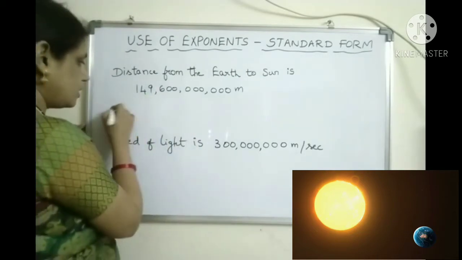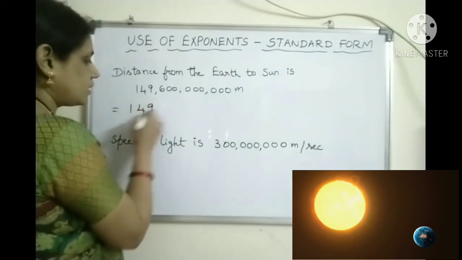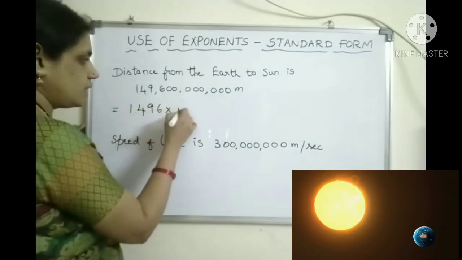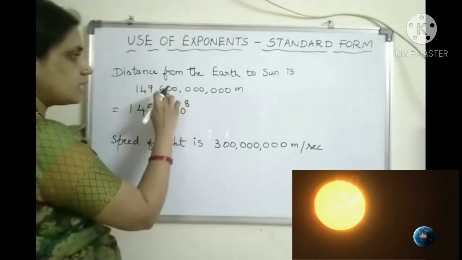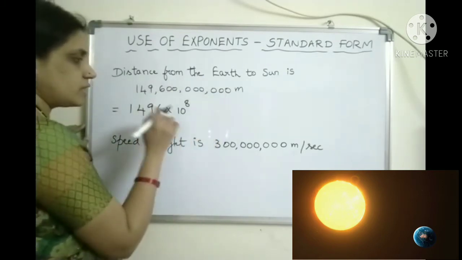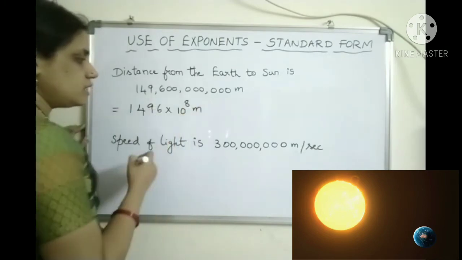First let us write it in exponential form. Here we can write 1496 into 10 to the power 8. Why 8 here? How many zeros are there? That becomes the exponent, isn't it? So 10 to the power 8 meters.